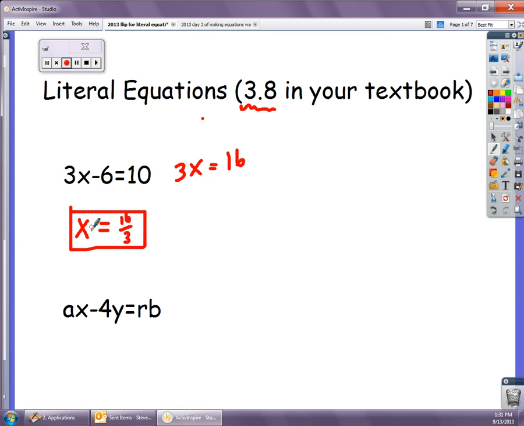Except in a literal equation, you're not getting an answer for x or y or g or r. What you're doing, though, is solving the equation so that it's solved for that specific variable. So here, ax minus 4y equals rb, r times b, remember. We could solve this for x. We're not going to know what x is, but we can solve it in terms of x. So we basically want to move everything over so that it just reads, just like here, x equals. Now, you're not going to have a number on this side, but you are going to have an expression that will mean the same thing as x.